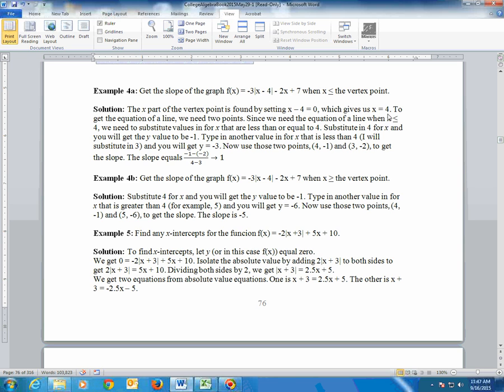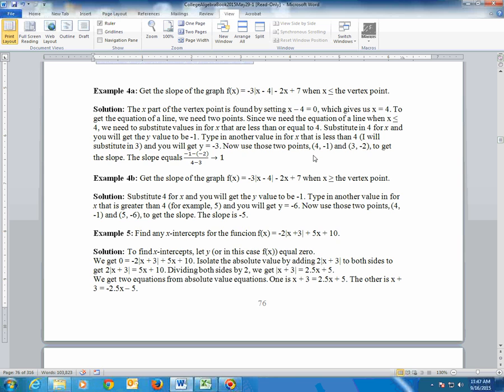So if we substitute the 4 in, 4 minus 4 is 0, and -3 times the absolute value of 0 is 0. And then finishing it off, minus 2 times that 4, that will give you -8, and -8 plus 7 is -1. So the vertex point is actually at the point (4, -1). Now this says to get the slope when x is less than the vertex point. So this x value right here is 4.